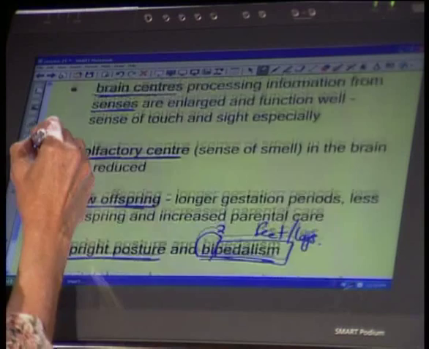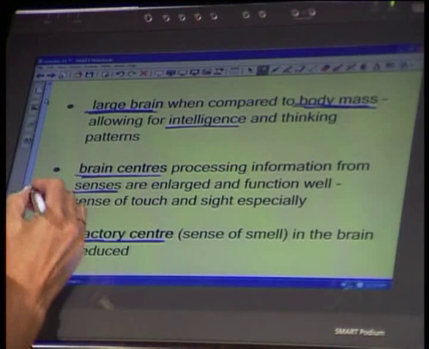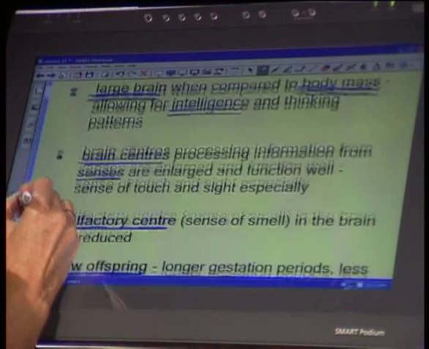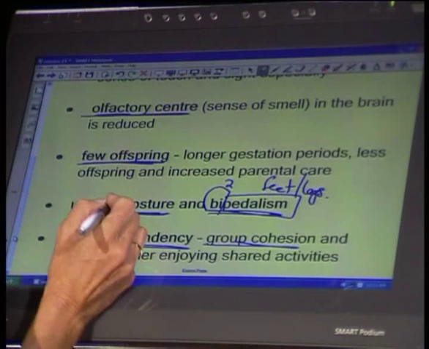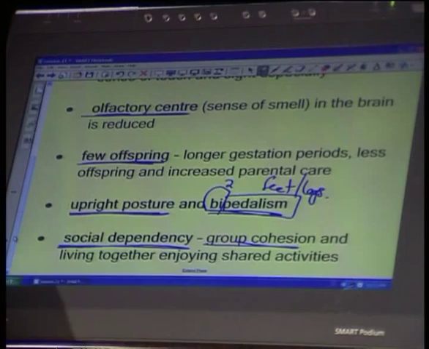Large brain. We have a center in the brain for senses, especially seeing and the sense of taste and touch. Olfactory is reduced from the other animals. Few offspring. Upright posture, they can walk on two legs. We walk on two legs all the time. And then social dependencies. They live in their social group, their family. Okay, characteristics that make humans different from primates.